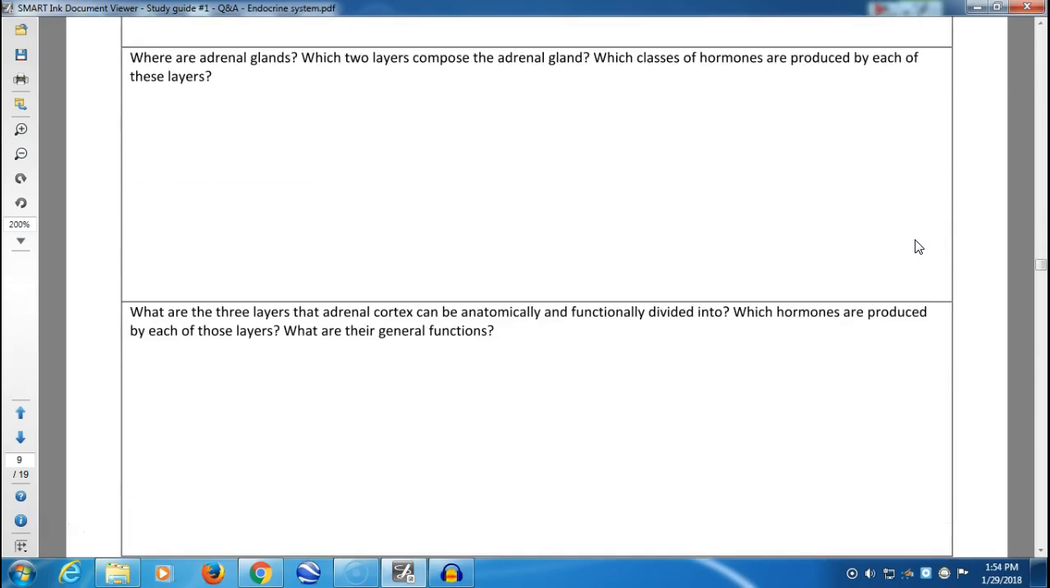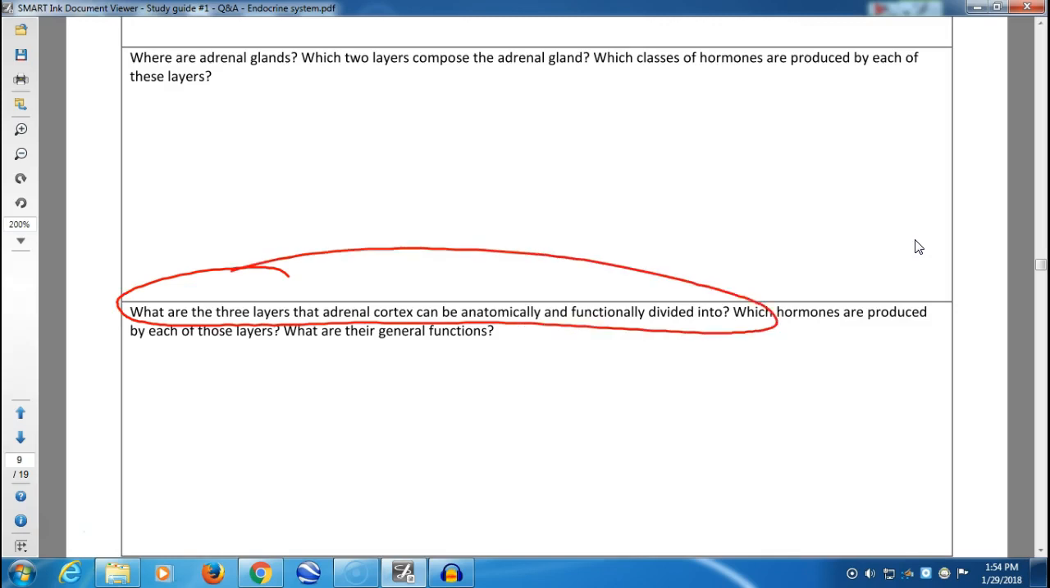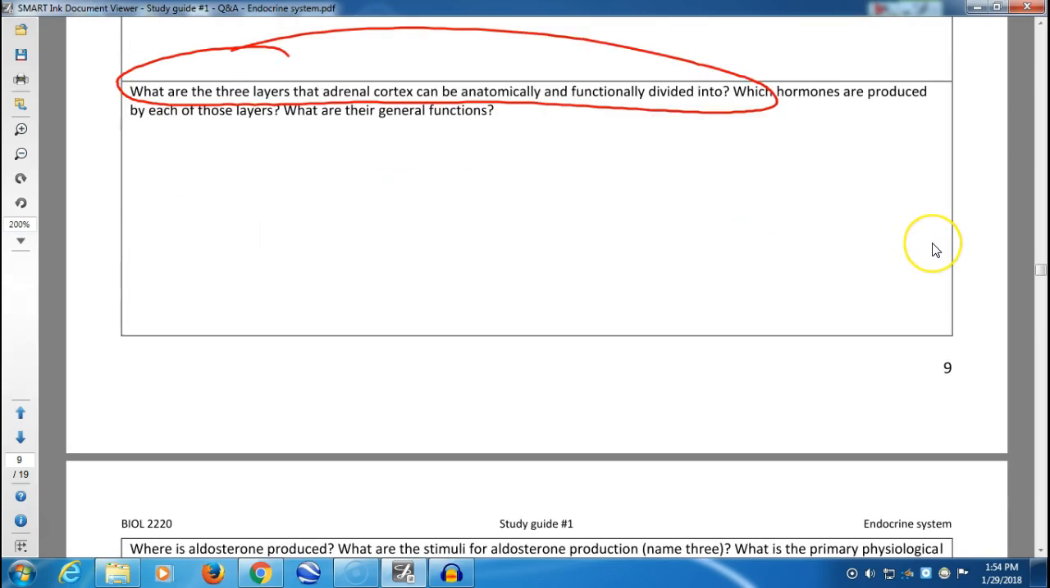Adrenal glands are on top of the kidneys, 2 layers, medulla and cortex. So medulla produces water-soluble epinephrine, norepinephrine, right? Cortex produces different lipid-soluble steroid hormones. 3 layers, glomerulosa, fasciculata, reticularis, okay, from top to bottom. Now let's talk about, so glomerulosa produces aldosterone.